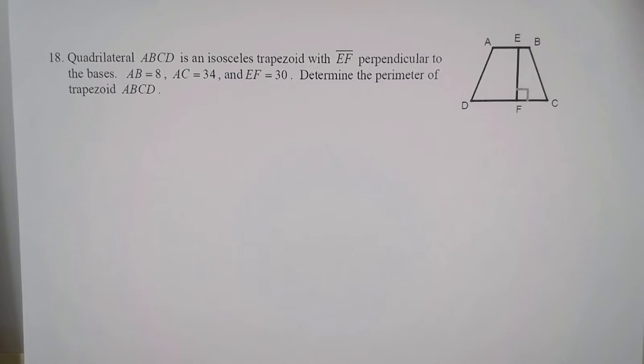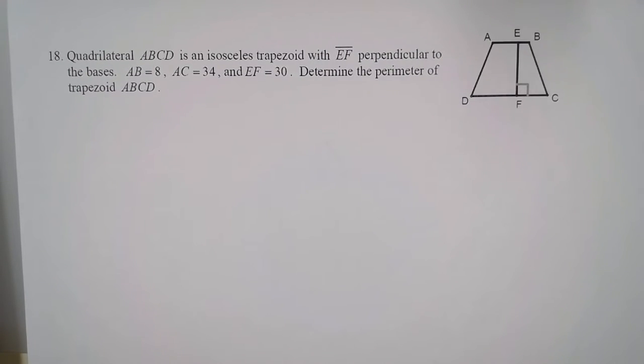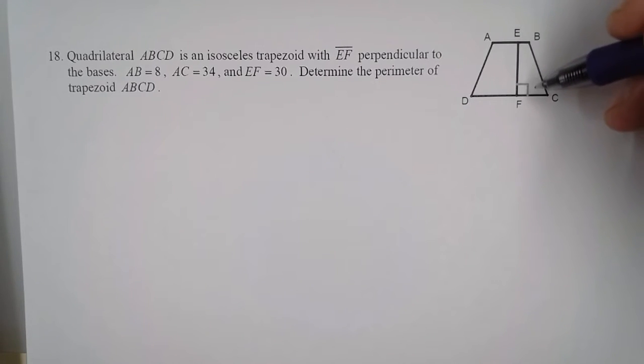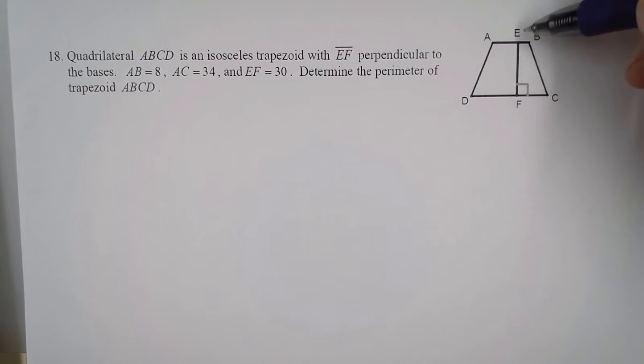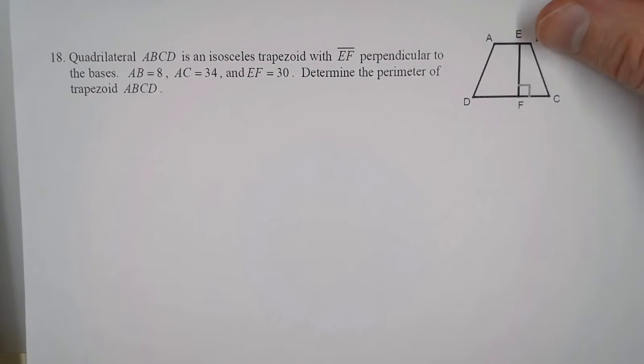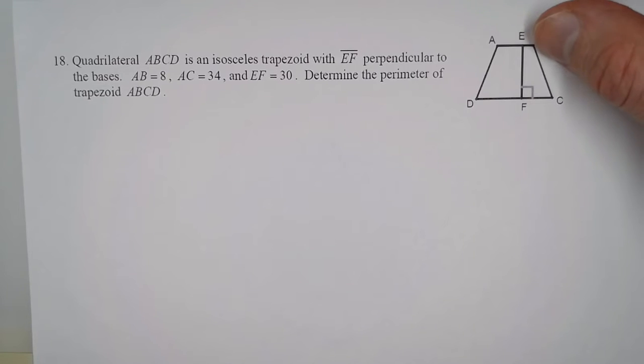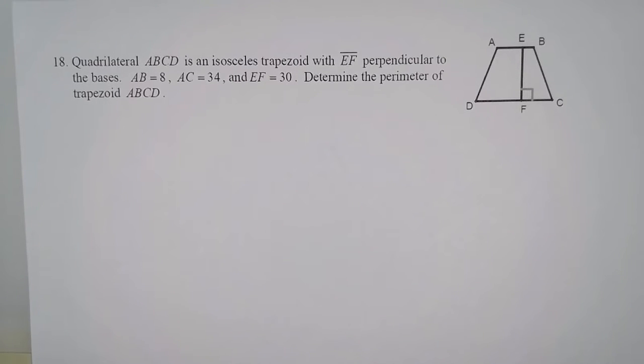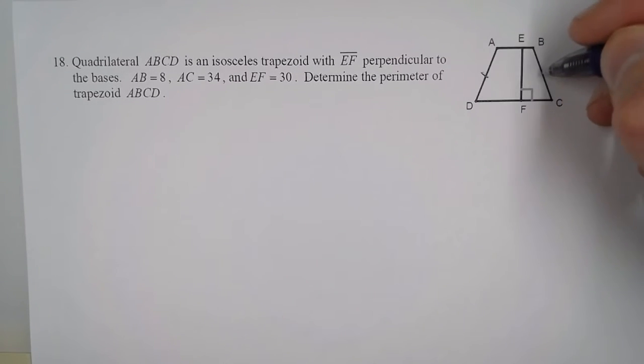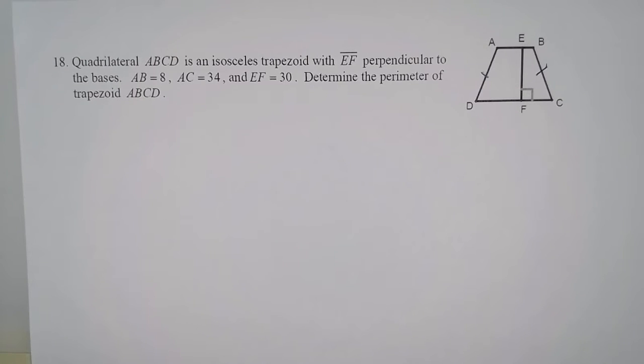This problem says quadrilateral ABCD is an isosceles trapezoid with EF perpendicular to the bases. AB is 8, AC is 34, EF is 30. We want to determine the perimeter of trapezoid ABCD. Now the thing to remember about an isosceles trapezoid is that these two are the same.